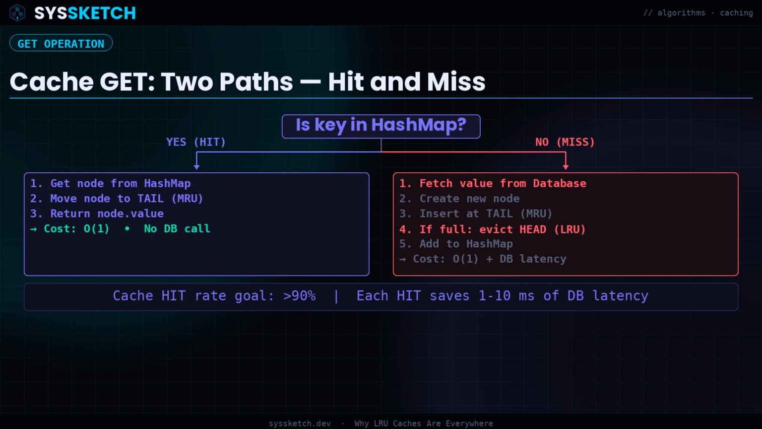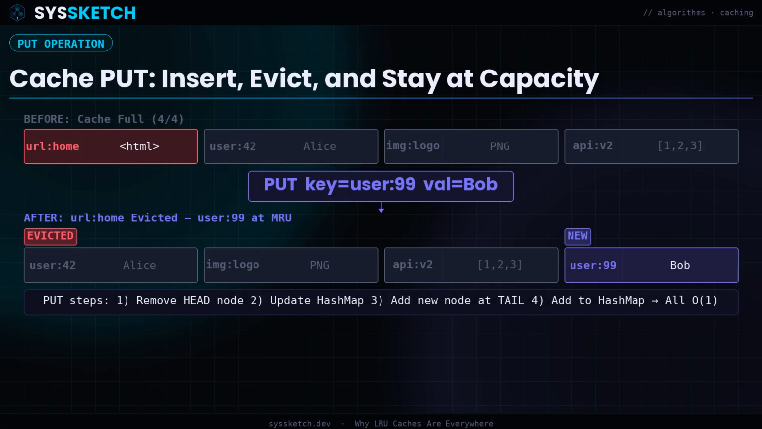The PUT operation is what you call after a cache miss when you have fetched fresh data. The before state shows the cache at full capacity. When you put a new key, the head node, which is the least recently used item, is unlinked from the list and its key is removed from the hash map. The new node is appended at the tail and added to the hash map. Notice how the before and after rows show exactly which item disappears and where the new entry lands. Four pointer updates and two hash map operations, all O(1) regardless of cache size.